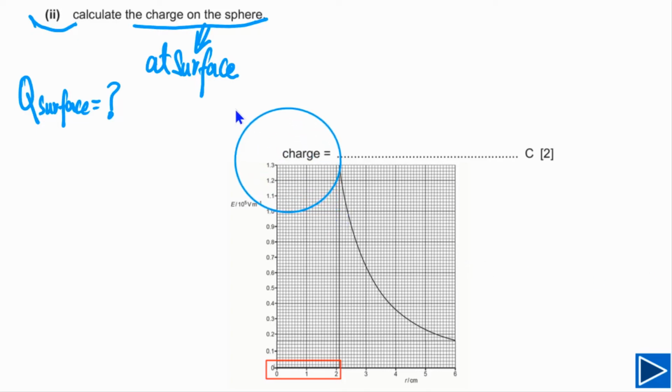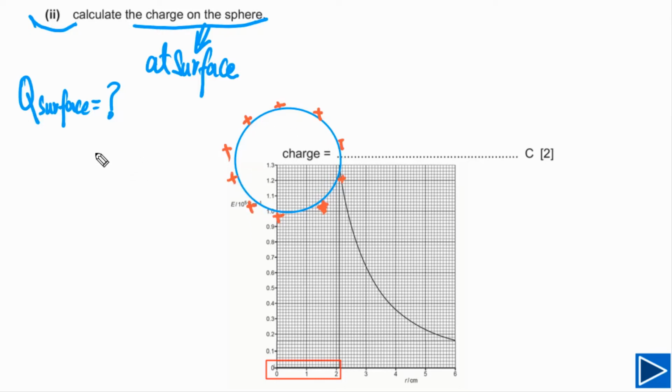So this one is the sphere. What is the question asking us to calculate? That is the charge at the surface of the sphere, meaning the charge on the surface of the sphere. Imagine that we have a certain amount of charge at the surface of the sphere. So we have this amount of charge. This is at the surface, and this is what we need to calculate, this value of Q.